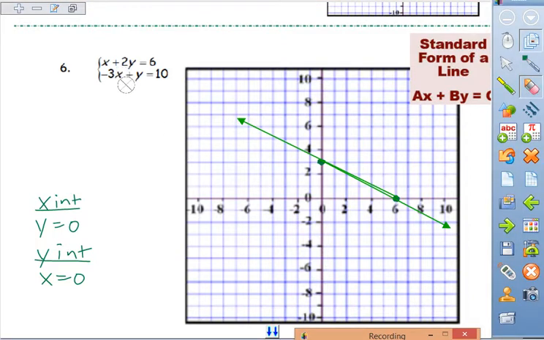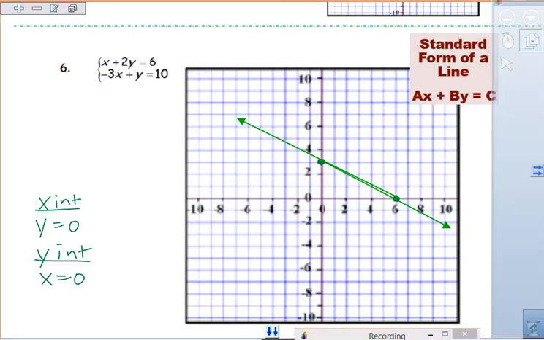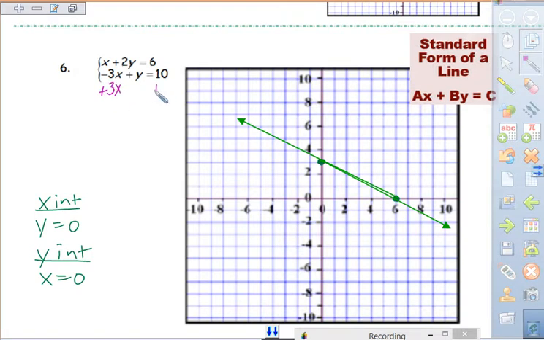In the second equation, when I cover up, I get a decimal. So we're going to practice putting it in y equals mx plus b form. So I'm going to add 3x, and I get y is equal to 3x plus 10.